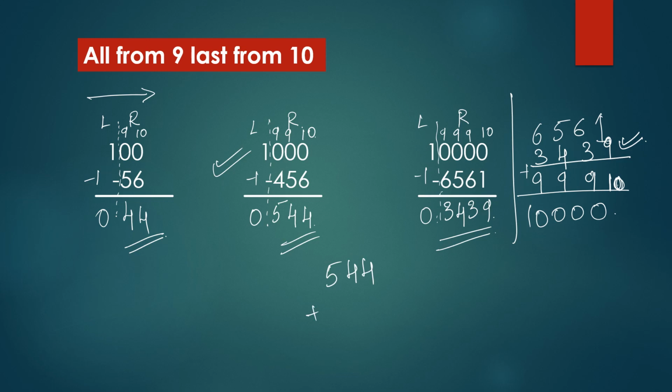544 plus how much, or 456 plus how much is equal to 1000? So as I said before, the unit place should be added up to some number to get 10. The other digits like tens, hundreds, thousands should be added with some number to get 9. So 6 plus 4 is 10. 5 plus 4 is 9. 4 plus 5 is 9. So the answer should be 544. That's our answer.